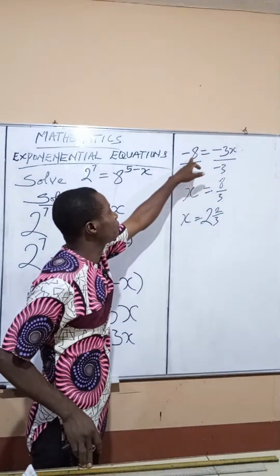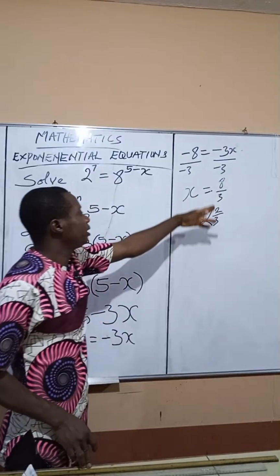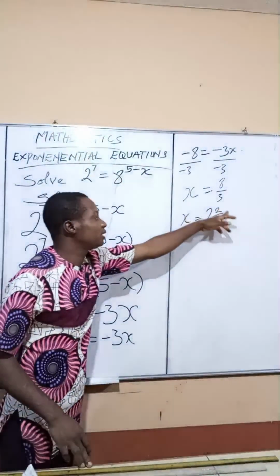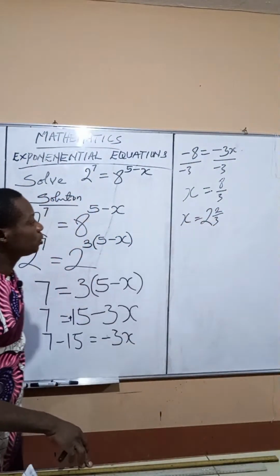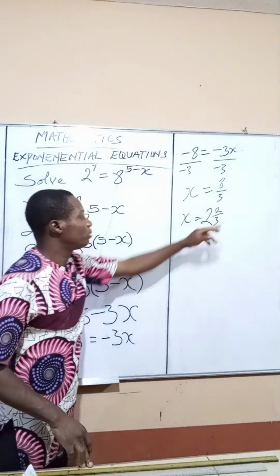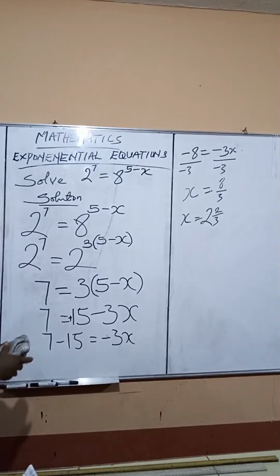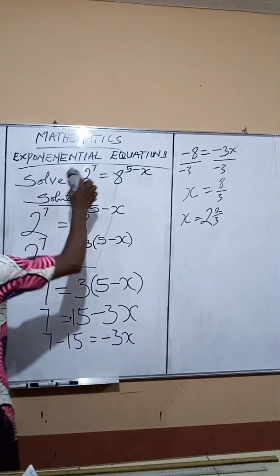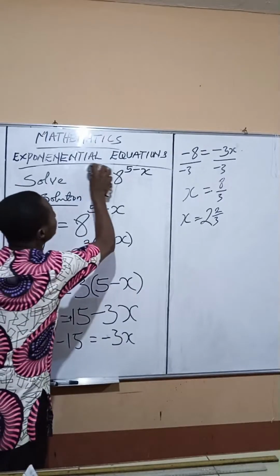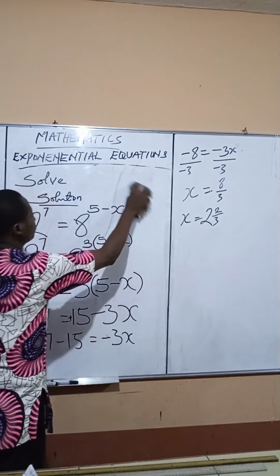Please take note, the 8 over 3 is what we have here. Then changing it to a mixed number, this gives us 2 whole number, 2 over 3. That is exactly what we have right now. So I hope it is clear. We can now move straight to the next question.